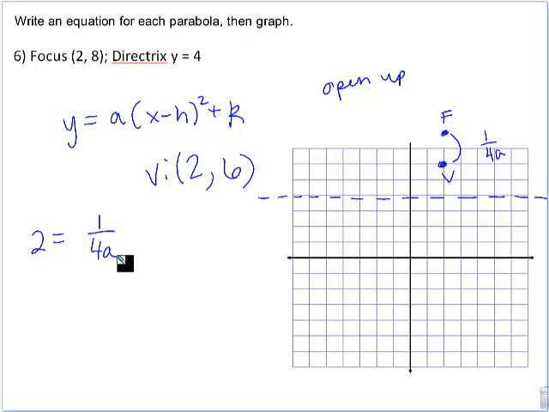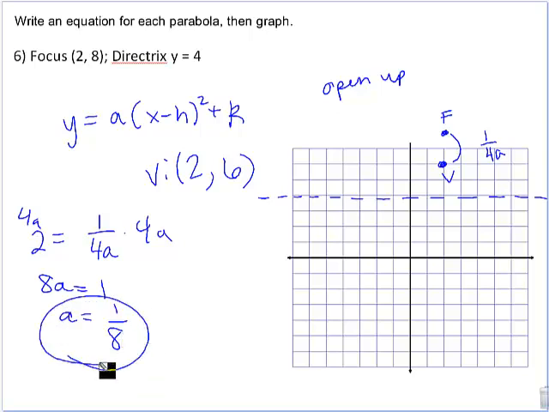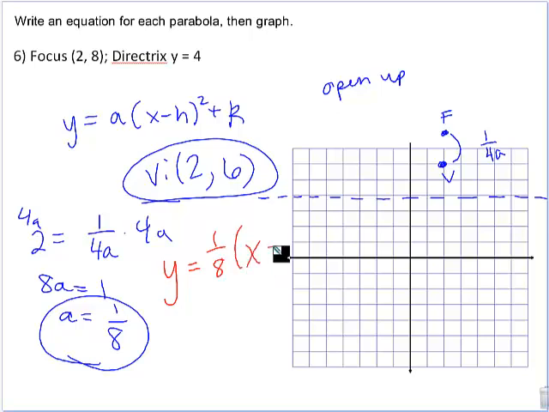So how are we going to solve this? Times by 4a. So we have 8a equals 1. So a is 1/8. Now we just have to plug our a value and our vertex into our form. Okay, so we have y equals, what do we get for a? 1/8, times x minus 2 squared plus 6.